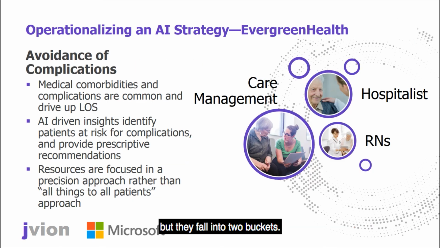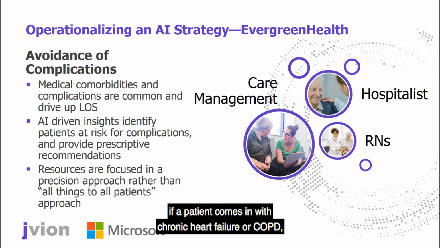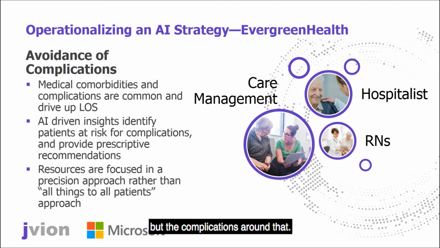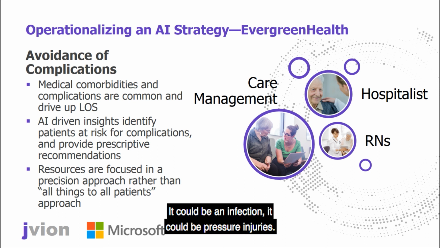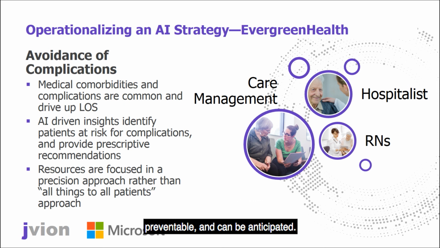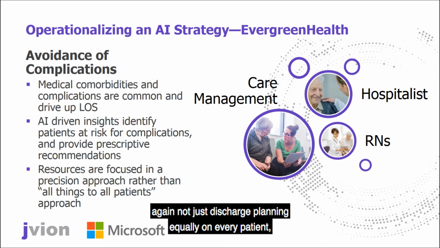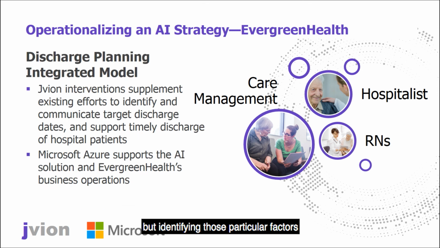prolonged length of stay. I'm going to move to the next slide here, and I mentioned this already, but they fall into two buckets: avoidance of medical complications and preventing, not the deterioration of a disease if a patient comes in with chronic heart failure or COPD, but the complications around that. It could be an infection, it could be pressure injuries. Those sorts of things are both avoidable, preventable, and can be anticipated.